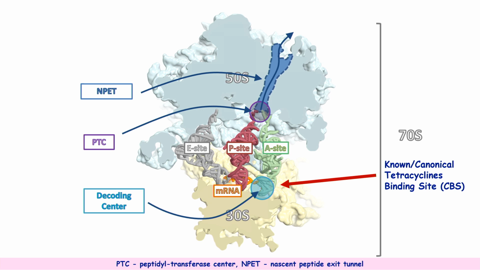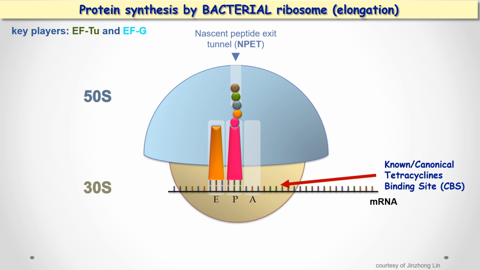That's the decoding center. And then at the P site, a peptide bond is formed, and the nascent peptide will go through the tunnel out of the ribosome. And the E site is where the tRNAs exit. This illustrates how peptide synthesis works. So tRNA is delivered to the A site, then a peptide bond is formed, then there is translocation, and the peptide goes into the tunnel, and then everything dissociates and starts again. What's important here is that the common tetracycline binding site is in the A site of the ribosome.